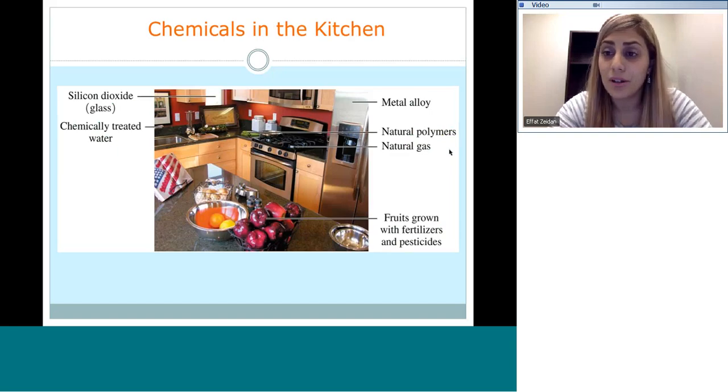Chemicals are also all around us in the kitchen, for example. The glass of the window is made up of silicon dioxide, which is a chemical. The propane gas that we use in our ovens is also a chemical. It's a natural gas. Fruits are grown with fertilizers and pesticides, chemicals. So chemicals are everywhere in our lives.